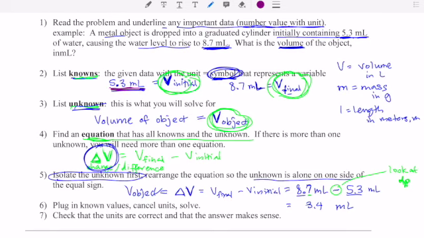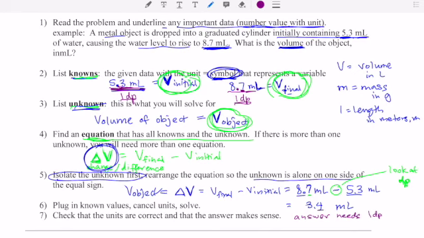So this 5.3 has one decimal place. There's the decimal and one place after it, represented by that 3. And then this 8.7 also has one decimal place. So that decimal and then the place after it, represented by the 0.7. So the answer needs one decimal place. It has to have the lowest value, so they're both 1. But your answer can never be more precise than the original values. So this is one decimal place already, 3.4.